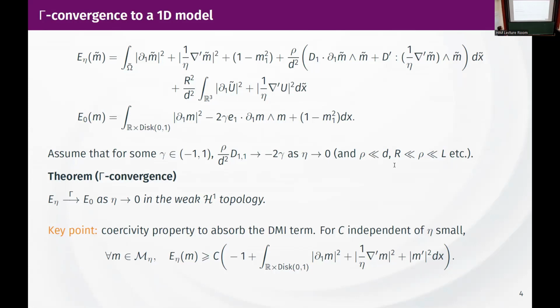Similarly, I wanted to get rid of the stray field, so I make some assumption on the regime, and what I get is the gamma convergence of these energies as eta goes to 0. This is the real energy that I work with. So it's gamma convergence in the weak H1 topology. I won't say more about the gamma convergence. I think it's very standard for you experts. The main point is to get a coercivity property, to actually absorb the DMI interaction. This is the one term that you can handle provided that gamma is in (-1, 1).